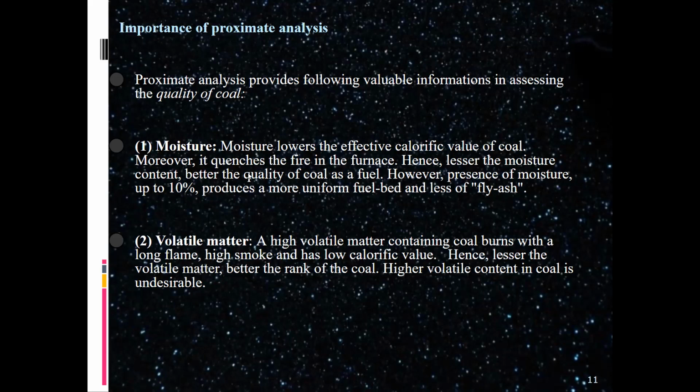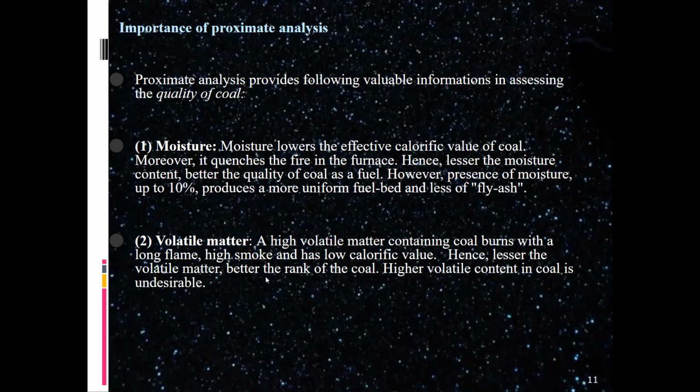Moreover, it quenches the fire in the furnace. Hence, the lesser the moisture content, the better the quality of coal as a fuel. However, the presence of moisture up to 10% produces a more uniform fuel bed and less fly ash. So if moisture is around 10%, it gives a smaller amount of ash. That means 10% moisture is acceptable in the coal sample. So that is the significance of moisture.